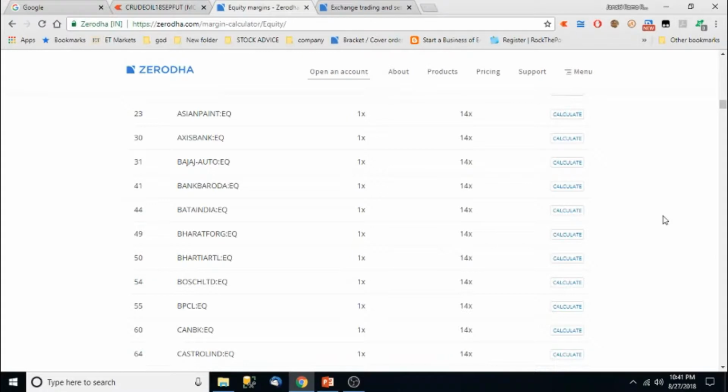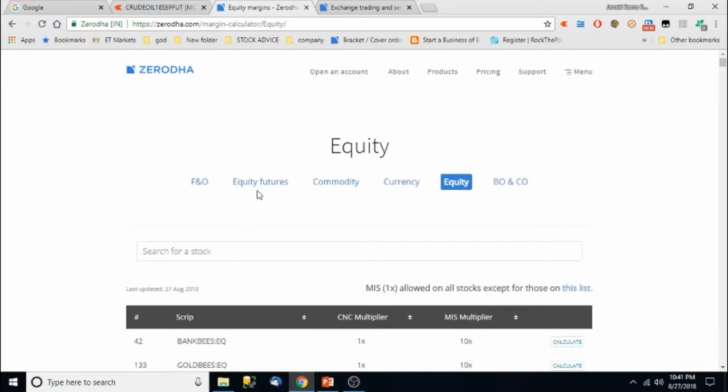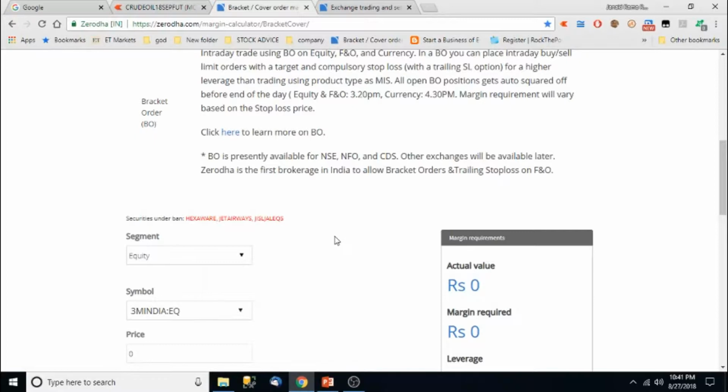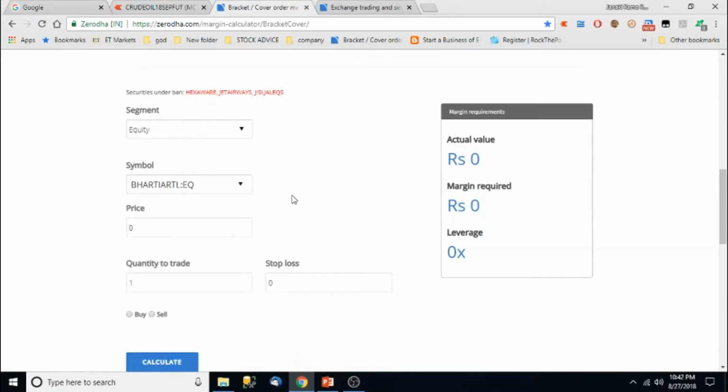And this is not the end of this, friends. We'll see it in the other thing. We have one more thing. In bracket and cover orders we get more leverage, which I will explain. In the equity, if we go for the bracket order, if you remember, I have shown you the order types of bracket order and cover order. If we take the same Airtel, we are getting 14,000 shares for 1 lakh.